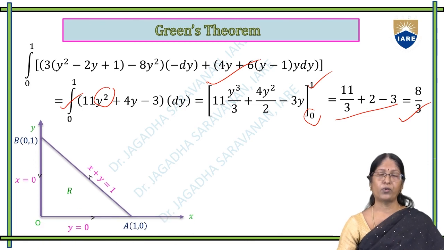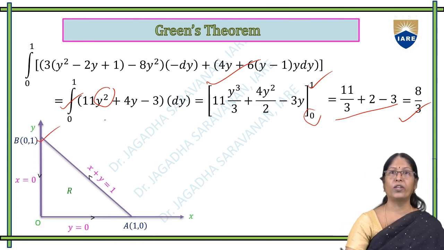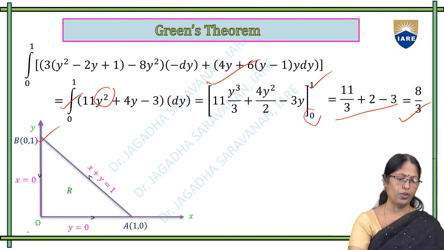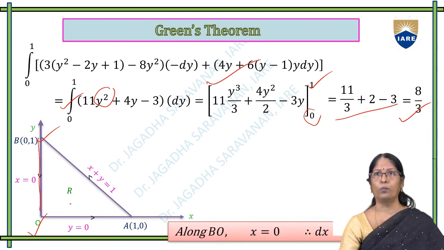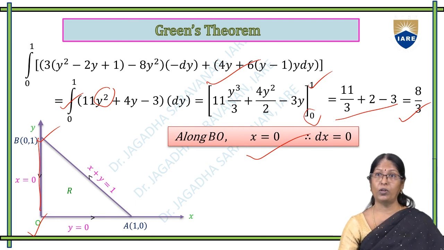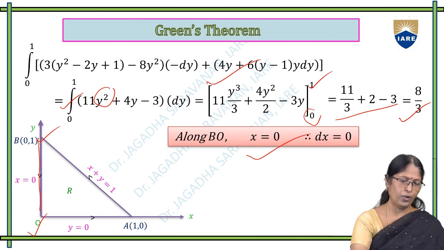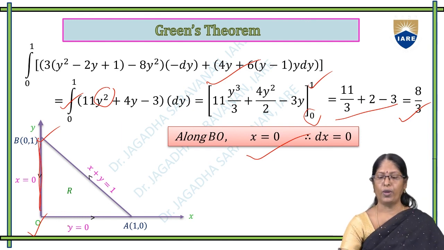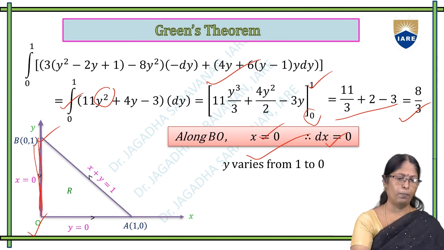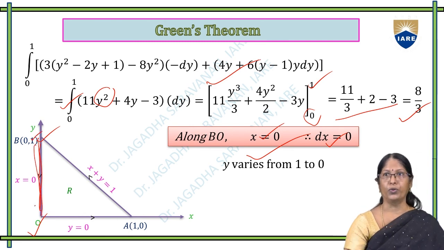So one more direction is there. We are at the point B. From B to our starting point O, we are going to move. That is, in the y direction we are moving. So when we are moving in the y direction, that is along BO, we know x equal to 0. When x equal to 0, dx equal to 0. So y varies from 1 to 0.